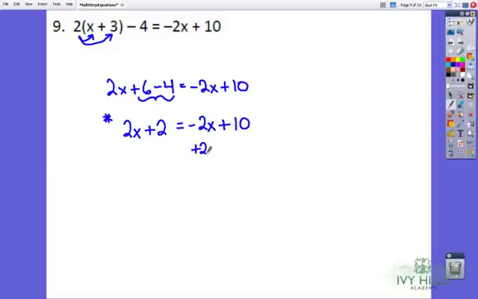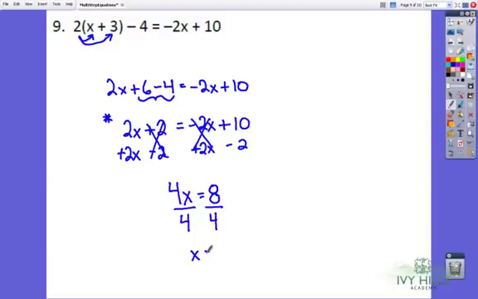So I will move my variable terms to the left by adding 2x to both sides, because it's the opposite of the negative 2x that's already on the right, and I will subtract 2 from both sides. That will leave me with 2x plus 2x is 4x, and 10 minus 2 is 8. Divide both sides by 4, and I will get x equals 2.